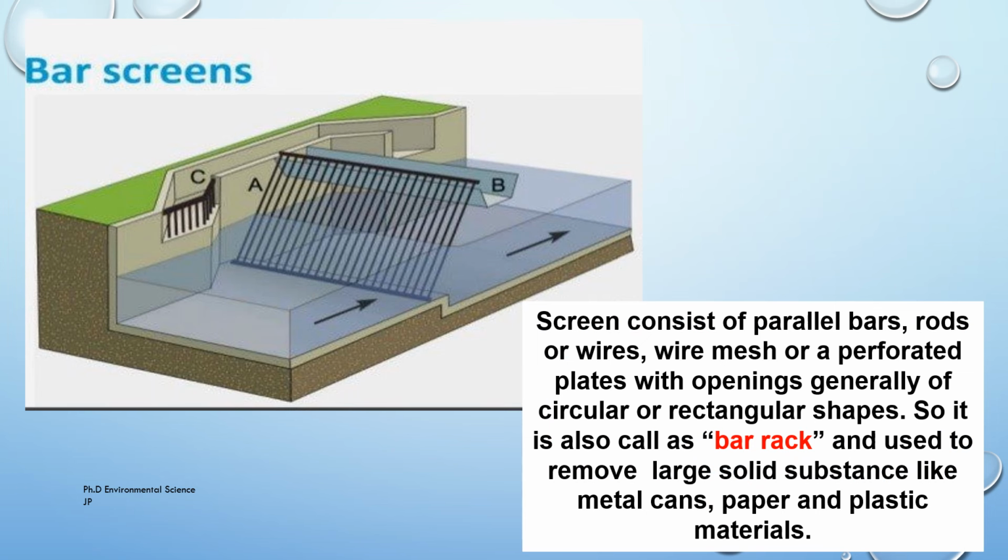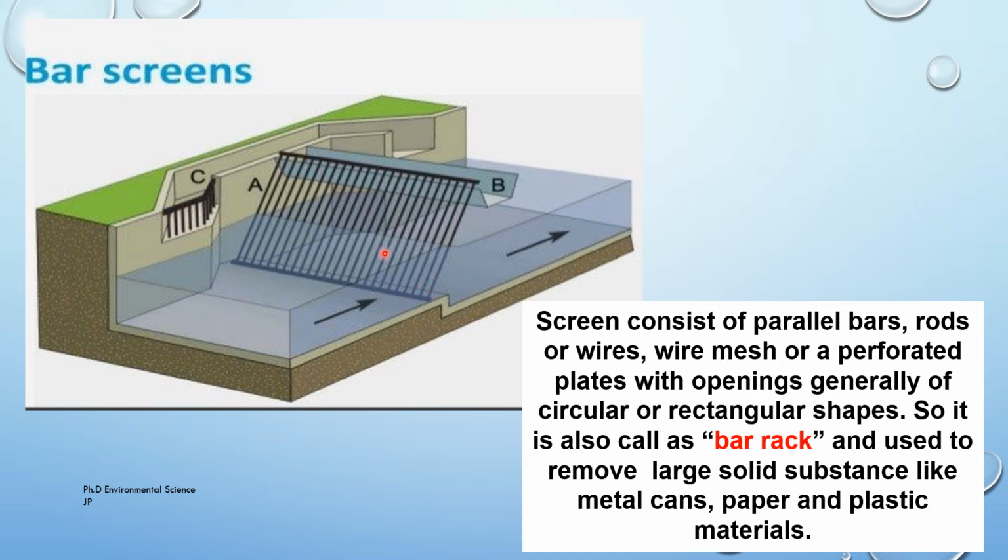So this is the bar screen, which is also known as bar rack. It is a mechanical filtration device used in wastewater treatment plants and other facilities to remove large solid substances from the incoming wastewater. The bar screens are typically constructed with parallel bars, rods, wires, wire mesh, or perforated plates. These components have openings which are usually circular or rectangular in shape through which wastewater passes.